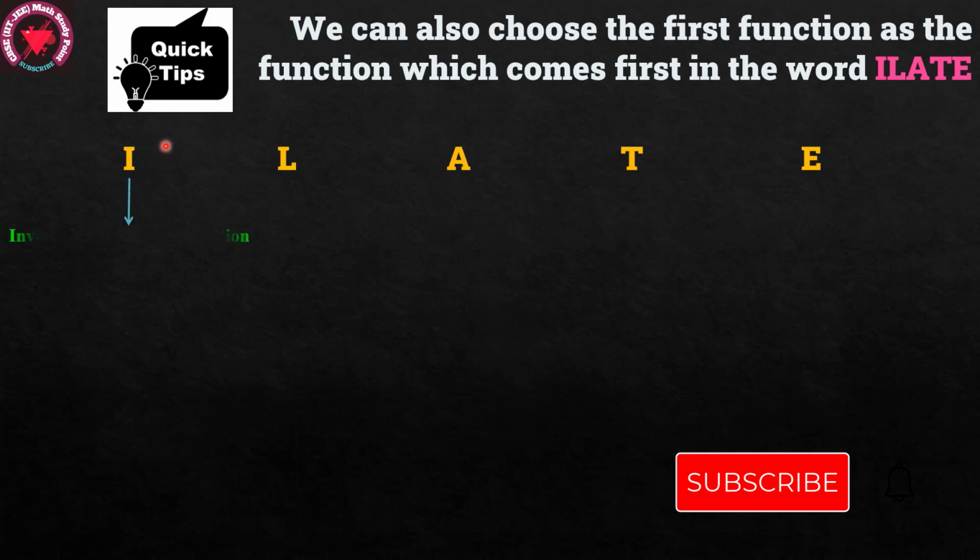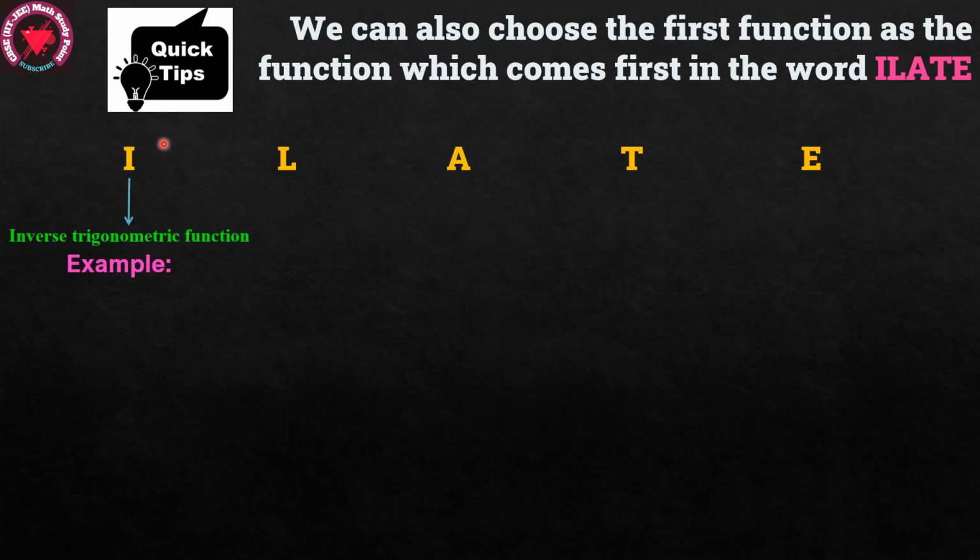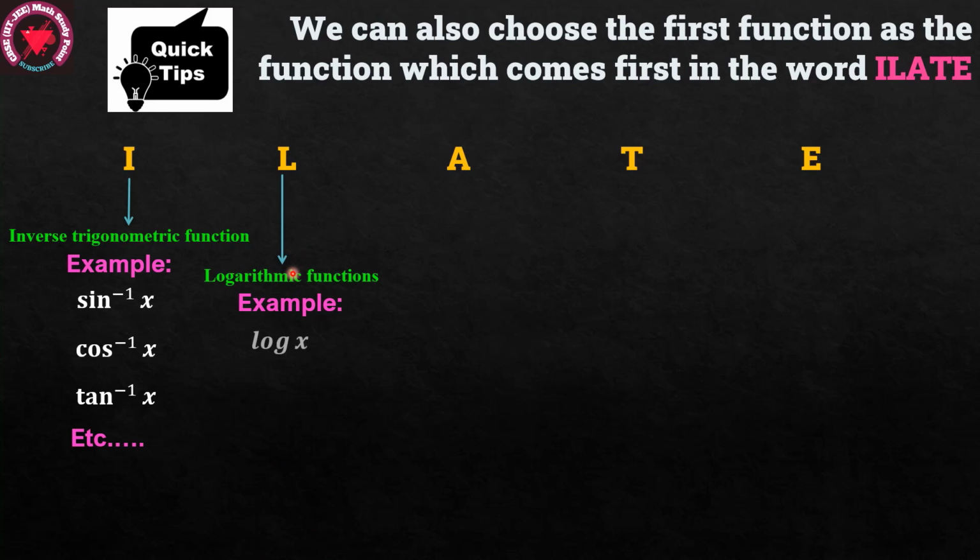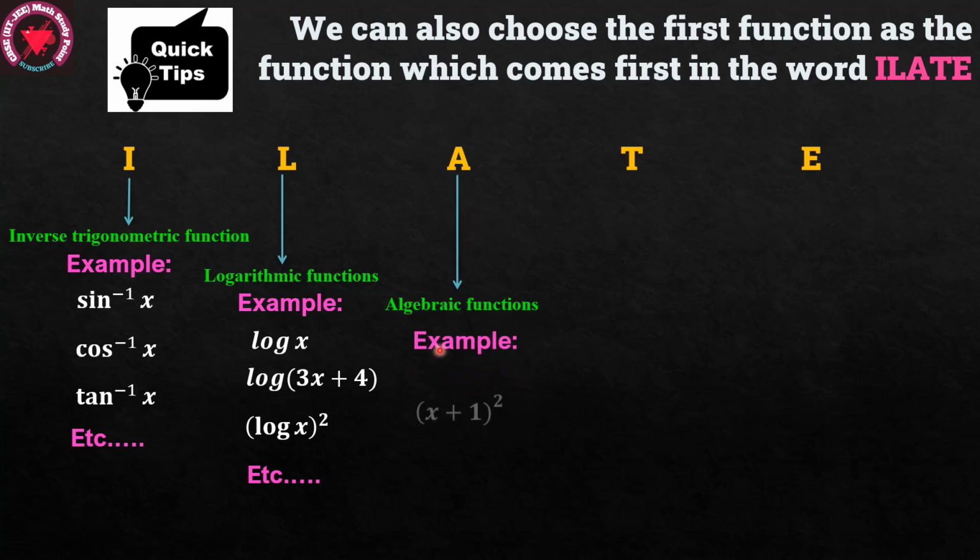I stands for inverse trigonometric functions. Example, sin inverse x, cos inverse x, tan inverse x, like this. L stands for logarithmic functions. That means log x, log of 3x plus 4, log x whole square, like this. And then A stands for algebraic functions. Example, x plus 1 whole square, x power 4, x square plus 1, like this.